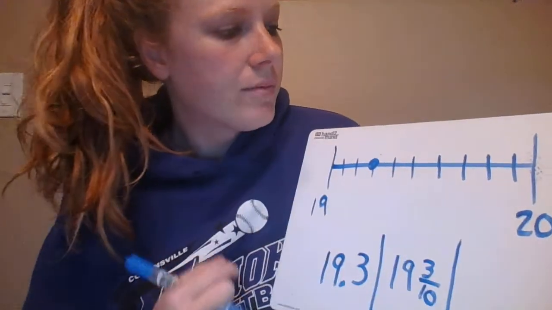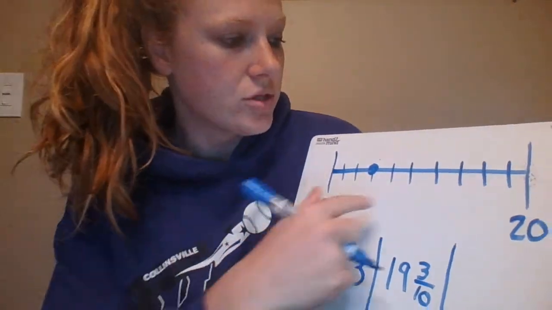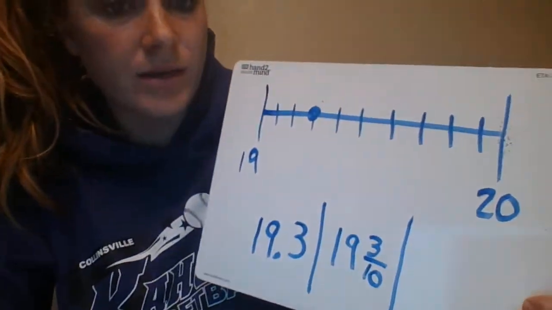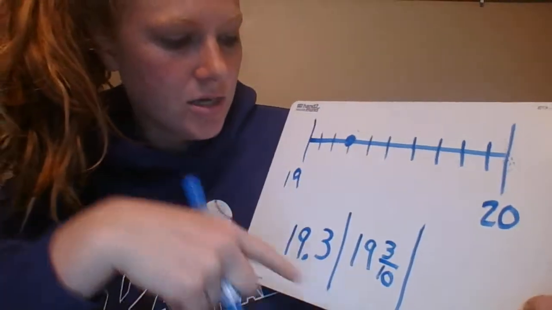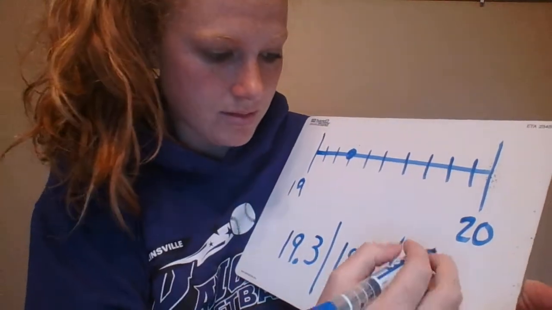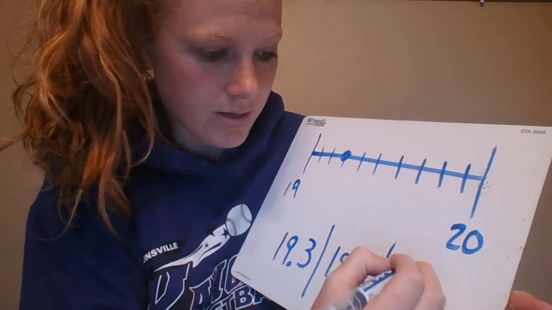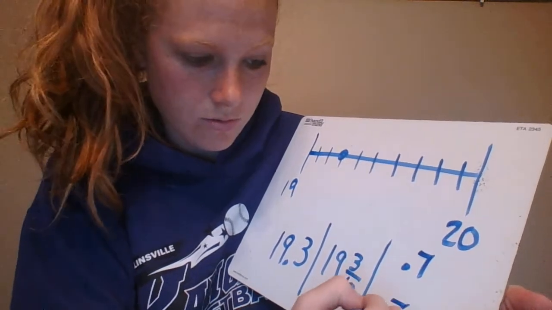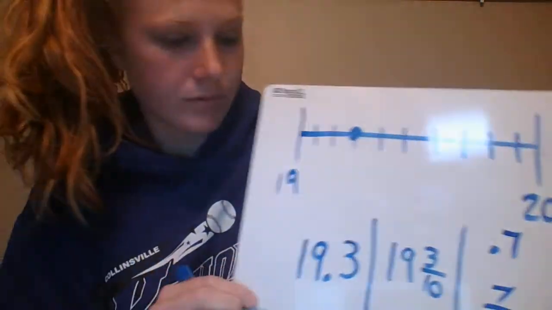And finally, how many more tenths would I need to get to 20? There's two ways you could do it, but before I've been just counting how many tenths. You could also ask yourself 3 plus what equals 10? I know it's 7, so you could either write it as 0.7 or 7/10.